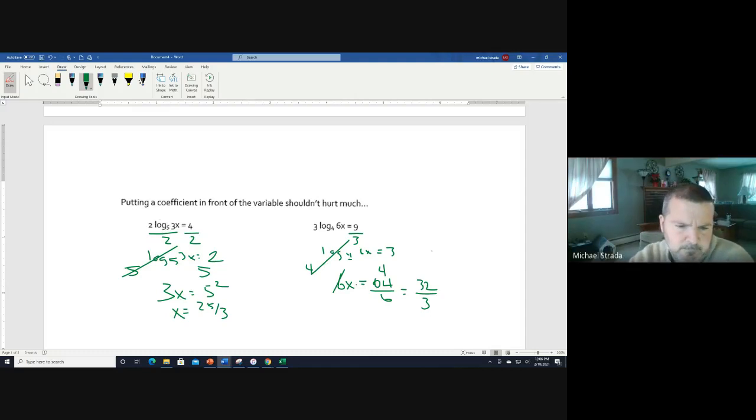All right. So again, you want to isolate the variable and go from there. Everybody good?